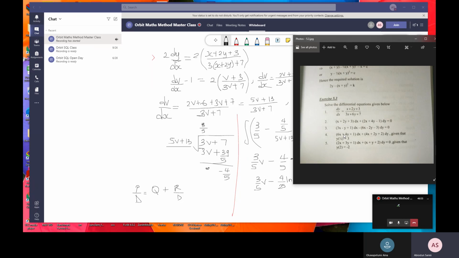Number 3 too is of the same pattern because I can factorize. Look at number 2. If I factorize 2 from 2x plus 4y, I will have x plus 2y. That's going to be a substitution. Number 3, if I factorize 2 from 6x minus 2y, I will have 3x minus y. That's going to be a substitution. My v is going to be 3x minus y. The same thing with number 4. Okay, I think number 5 is different. Yeah, number 5 is a different kind of problem. So let's do number 5 instead. Do you understand?